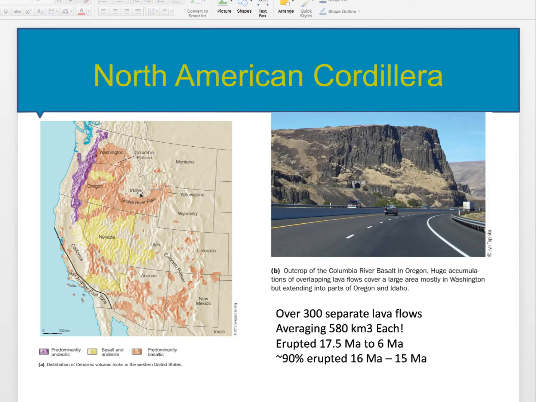And so again, we're looking at this Columbia River Plateau region, which extends really into the Modoc Plateau of Northern California, into Idaho, part of the Snake River Plain, although there's some other type of activity going on here in terms of rhyolites and andesites, because the Columbia River is mostly basalts. And there are over 300 separate lava flows, and they average about 580 cubic kilometers each, so pretty extensive. And again, erupting between 17.5 to 6 million years ago, but most of the eruptions between 16 and 15 million years ago.